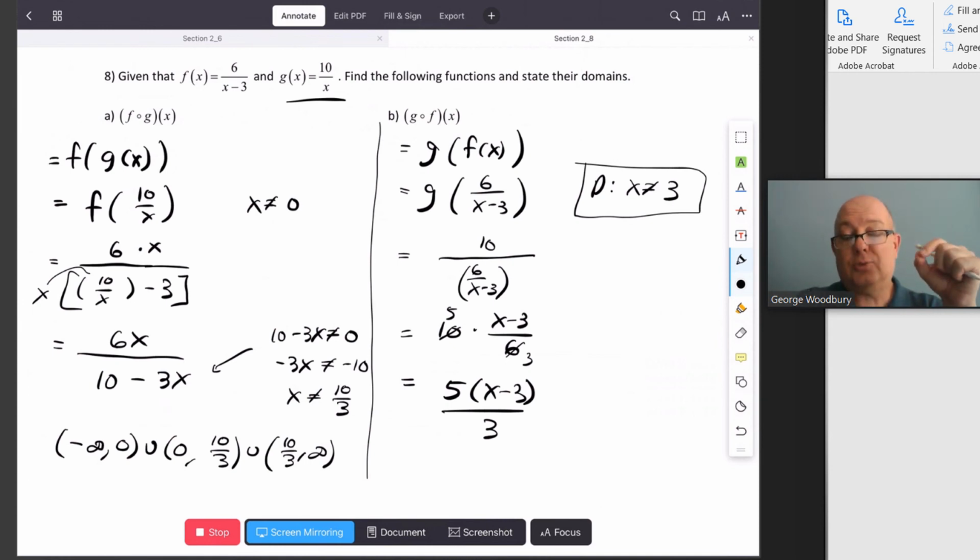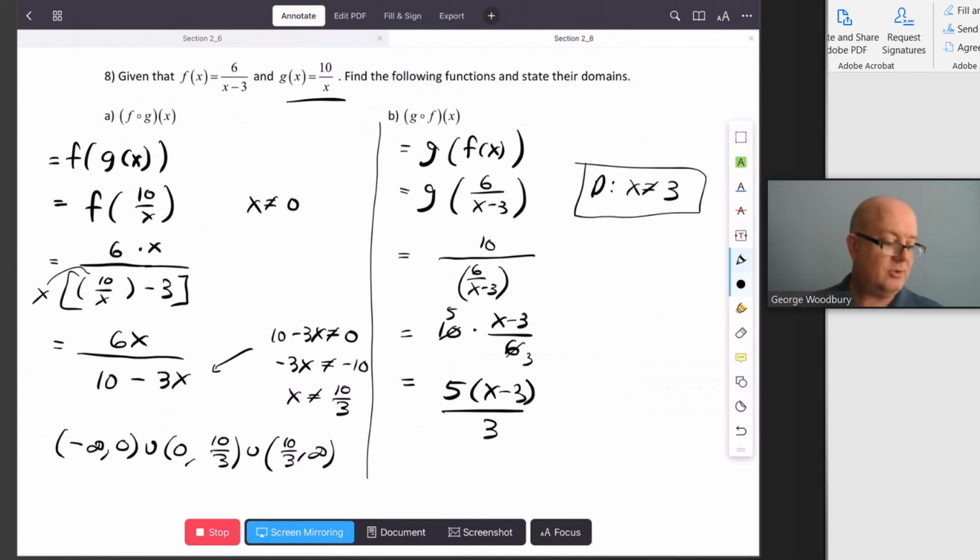Now, 3 looks like it's in the domain of the second part of this function, right? If we plug in 3 for x, we would get 5 times 0 or 0 over 3, which equals 0. But 3 into the function f is undefined. We'd have 6 over 0, so it's not in the domain, even though it's in the domain of the last function. All right, one last one to go.